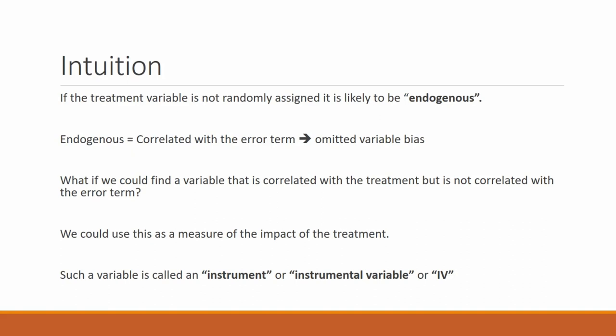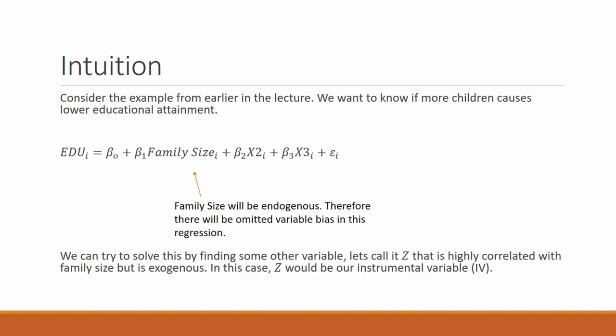So that's what we're going to try to do. We're going to try to find an exogenous variable that's correlated with the endogenous variable. But to make that more clear, I'm going to keep going on this intuition. Consider the example from earlier in the lecture. We want to know if more children causes lower educational attainment. Here's the regression that we saw earlier. In this case, the family size is endogenous, and therefore there's going to be omitted variable bias in the regression. We can try to solve this by finding some other variable, let's call it Z, that is highly correlated with family size, but is exogenous. It's not going to be correlated with the error term. It's a variable that's not going to suffer from omitted variable bias. It's a variable that is, in a sense, randomly assigned or very close to randomly assigned. So this variable Z, correlated with family size but exogenous, we can use as an instrumental variable.